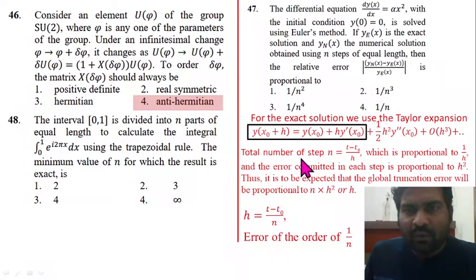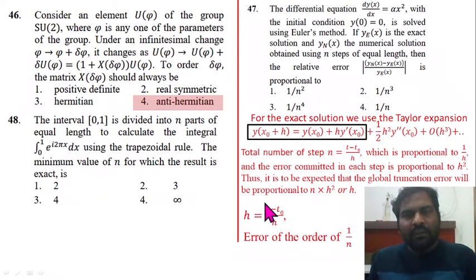Okay, the total number of steps n is (t minus t0) by h, the final minus the initial by h, which is proportional to 1 by h. And the error committed in each step is proportional to h squared. For each step it is of the order of h squared, correct? Thus it is to be expected that the global truncation error will be proportional to n into h squared, or of the order of h, when we are taking n steps like that.